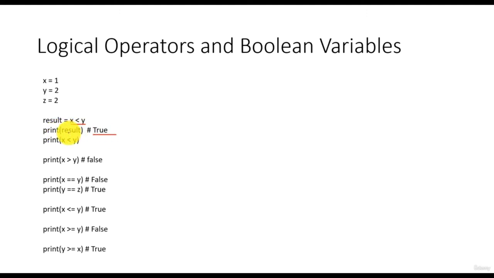Result is a Boolean variable here. When we print this variable, we get true. Alternatively, we can directly print the result of expression x less than y. The next logical operator is greater than operator, and it returns true if the first operand is greater than the second operand. In our example, this expression returns true if x is greater than y. However, in our case, x is 1 and y is 2, so x is smaller than 2. Therefore, this particular expression returns false, hence we get false here.